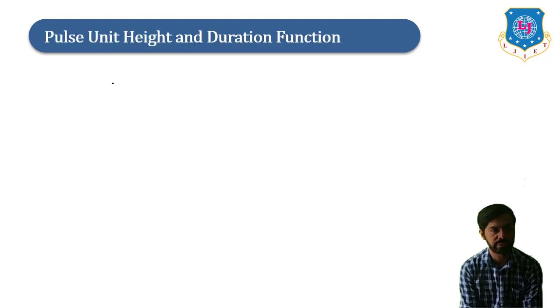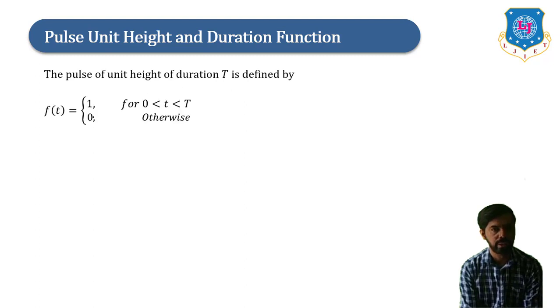Now we will discuss the pulse of unit height and duration function. The pulse of unit height of duration T is defined by f of t equal to 1 for 0 less than t less than capital T, and otherwise it is 0. So here one pulse is generated by this function. If we have to generate one pulse, then we can generate it by this function.